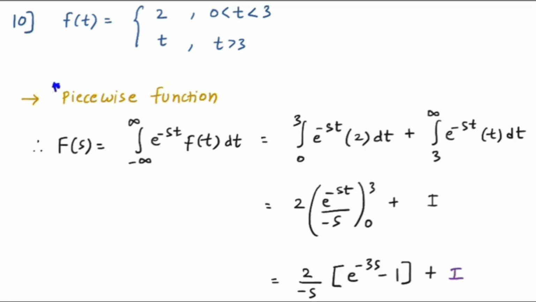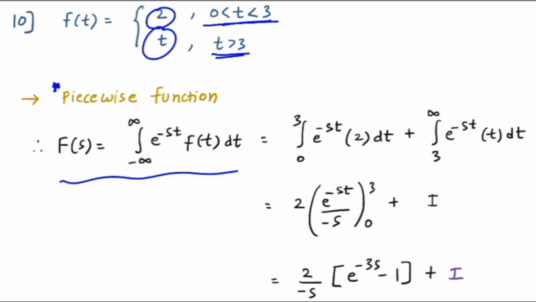Also make a note, this is known as a piecewise function because for this piece the function is behaving differently and for this region the function is behaving differently. That is the reason it is called a piecewise function. Now moving forward to the standard definition of Laplace, capital F of s is equal to the integral from minus infinity to infinity of e raised to minus st f of t dt.